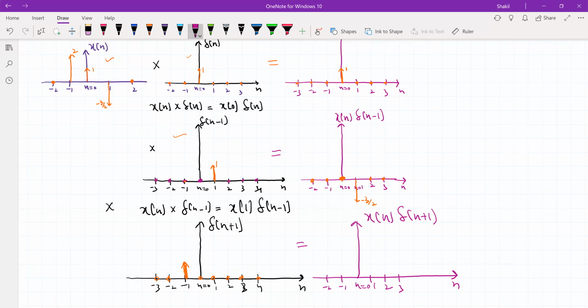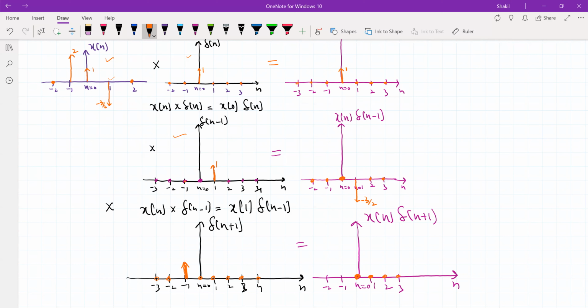We'll get, starting with n equal to 0 point, you can check delta n plus 1 is 0. This is 1, so 0 multiplied by 1 is 0. We use a different marker. So this is 0. Similarly, when n is 1, this is 0. But you can check the value is -3 by 2. So 0 multiplied by -3 by 2 is 0. The rest of the samples are again 0. So this is 0.